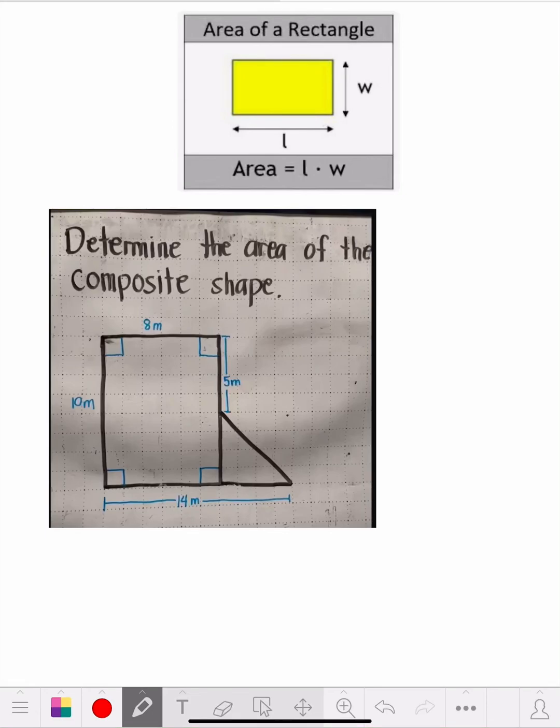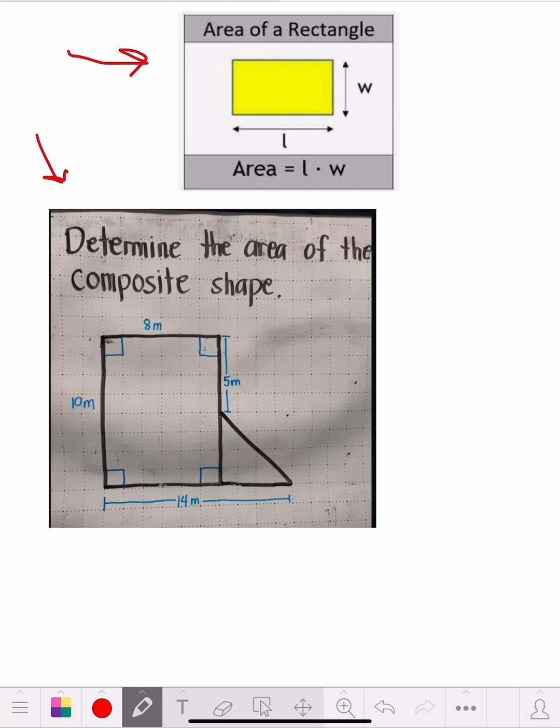The problem I found online today is to determine the area of this composite shape. What they have here is a rectangle and then a triangle, and they want us to find the area of that. What I did is put the formula for the area of a rectangle, and we can go from there. This is going to be real easy. Watch how we do it.